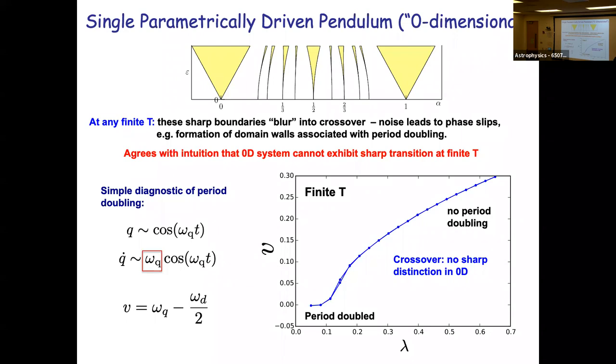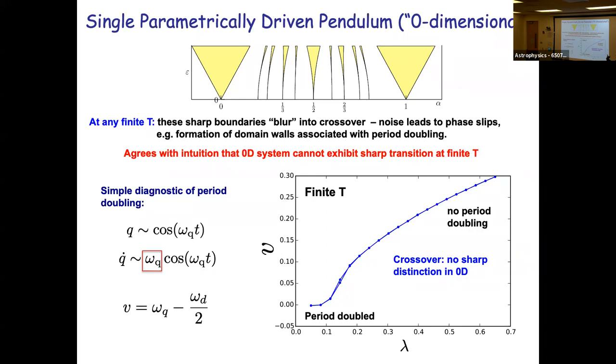And the intuition here agrees with our physics intuition that in a zero-dimensional system, you don't really have enough coordination to have any sharp phase transitions at a finite temperature. The way you measure that in a system very simply is by looking at something that is common in the literature called the velocity order parameter. The velocity order parameter is simply, you look at the response of the position of the pendulum, you take a derivative that pulls out the frequency that it's responding at, and if you thought there was supposed to be a time crystal at frequency omega drive over 2, you subtract these two. So velocity order parameter 0 is in the period doubled time crystal phase, and when the velocity is non-zero, you melt it out of the time crystal.